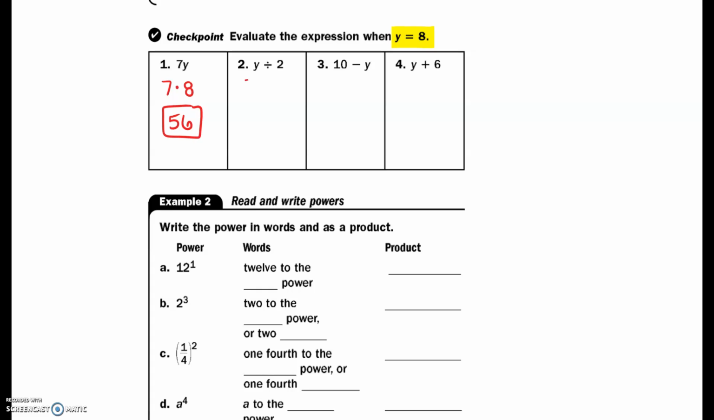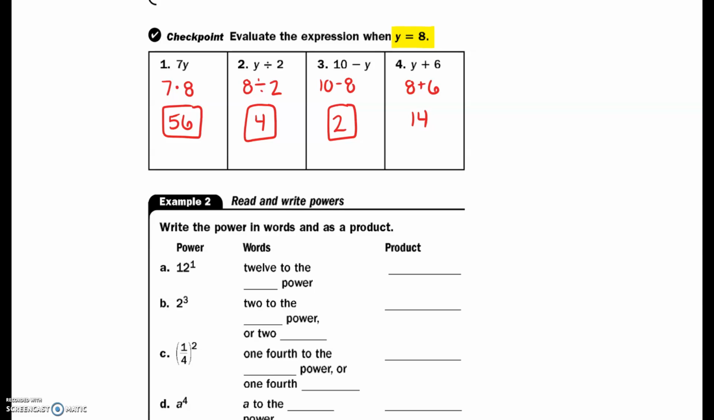In number 2, I substitute 8 for y. 8 divided by 2 would equal 4. In number 3, I substitute 8 again. 10 minus 8 would equal 2. And in the final problem, if I substitute 8 for y, 8 plus 6 equals 14. So those are the basics of evaluating our expression.